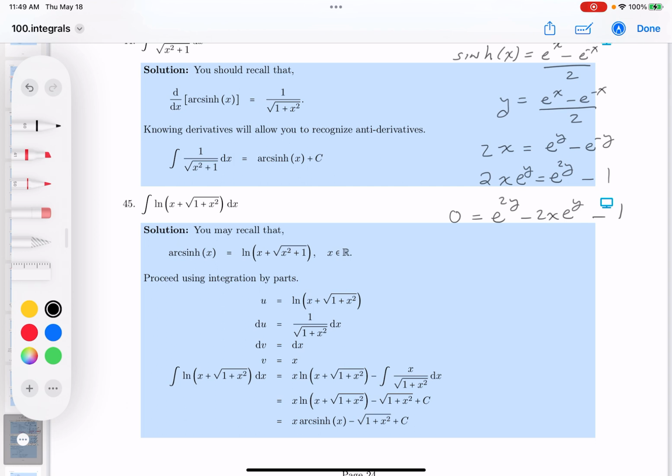Well, it's quadratic, isn't it, in form? And looking at it, let's write this down. 0 equals e to the 2y minus 2x e to the y. I'm going to take half the coefficient of e to the y, which would be minus x, and square it. I would get x squared. And then I would have minus x squared minus 1.